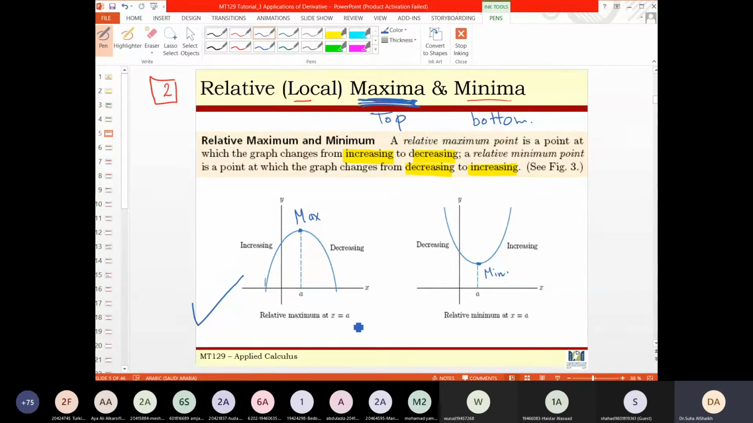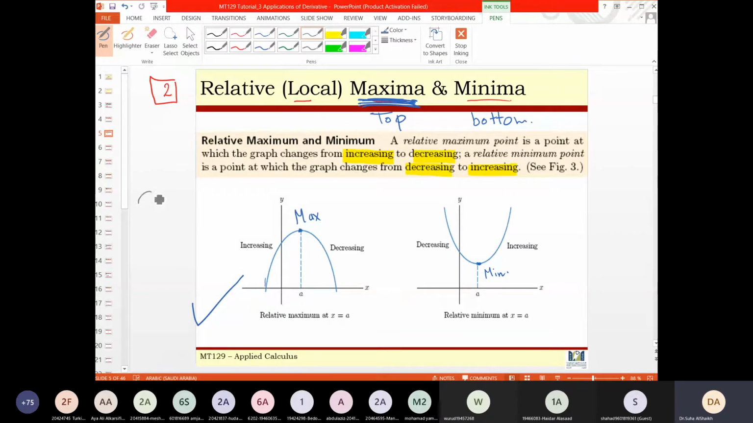And we notice that it is connected to the increasing and decreasing. You have to be careful. Later on we will have concavity, concave up and concave down. So the increasing and decreasing give me a maximum and a minimum, and we call it a local or relative maximum or minimum.